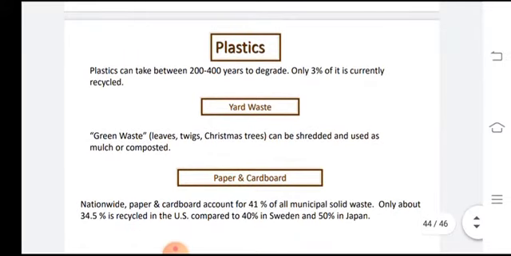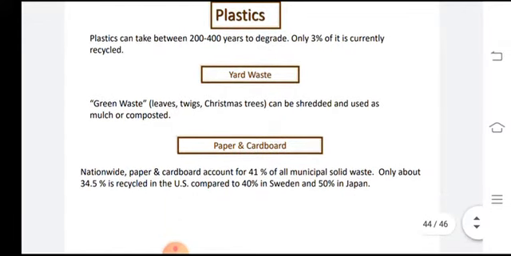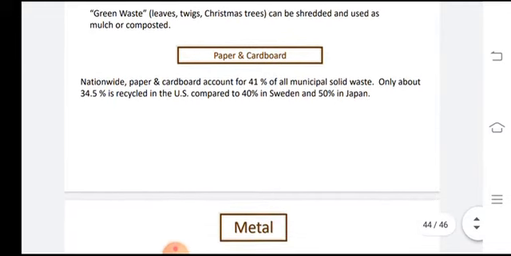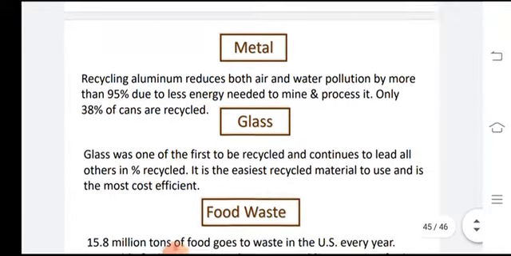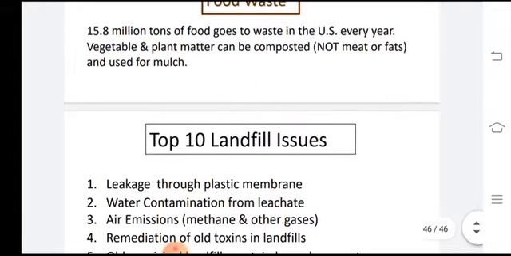And this is how long it will take to decompose, like plastics up to 200 to 400 years, and then yard waste, which is green waste, can be shredded and used as mulch or composted, and then paper and cardboard, which will be in this proportion present in our samples in our wastes. And this is metal, glass, food waste. All these are the different kinds of waste available.